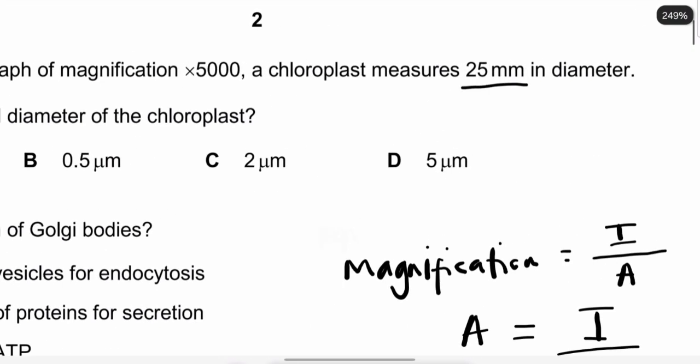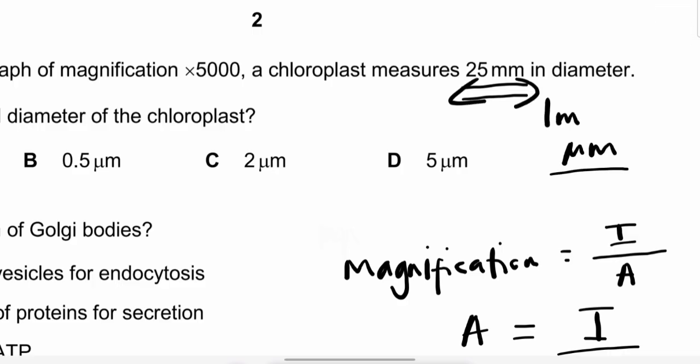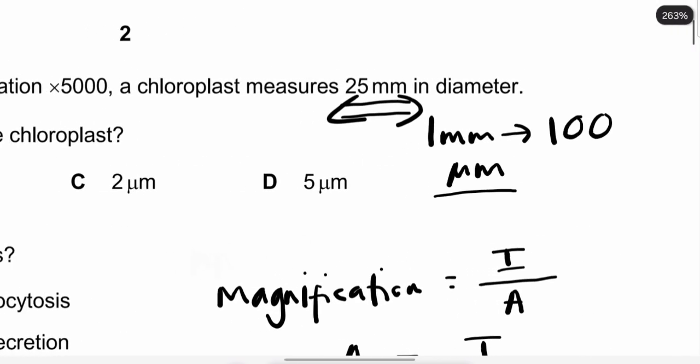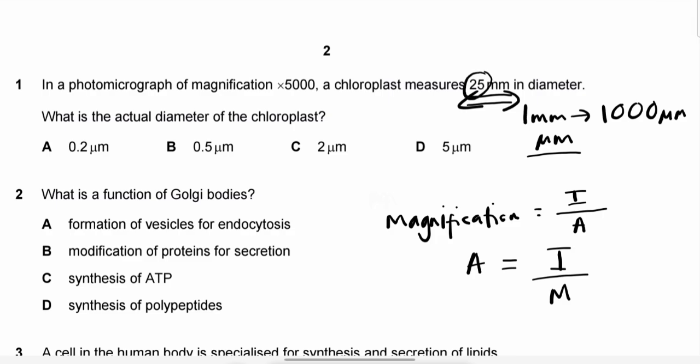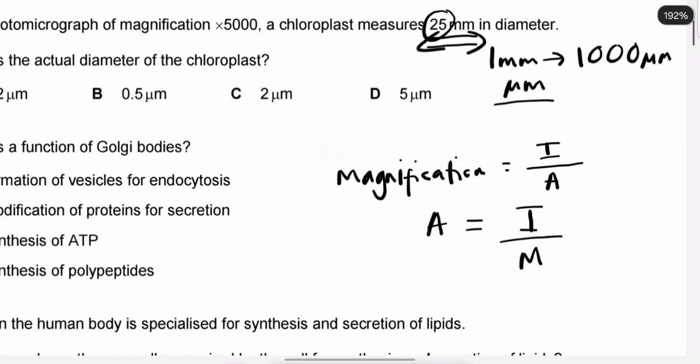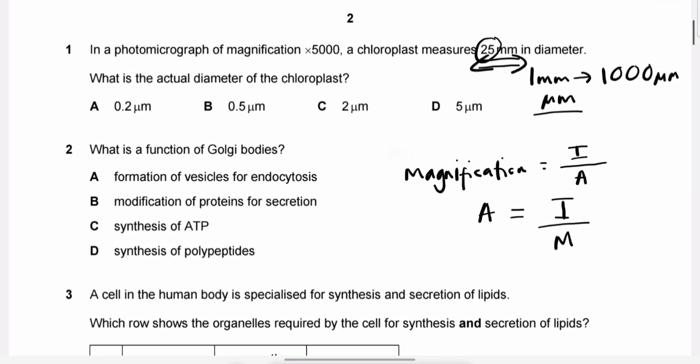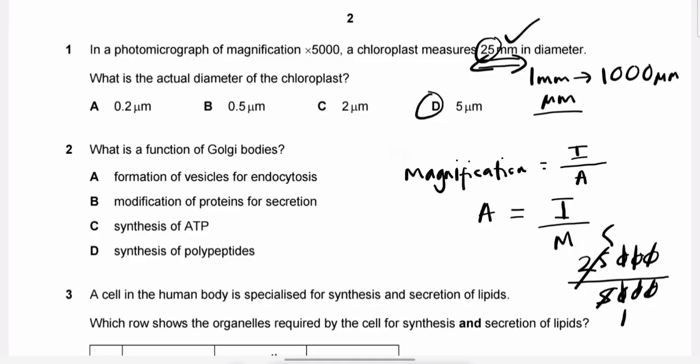But we know we can't use millimeters, we have to convert them to micrometers. For every 1 millimeter that we have, it's 1,000 micrometers. So this will be 25 times 1,000 micrometers, which is 25,000. So what we're going to have here is the image, which is 25,000 micrometers, over the magnification, which is 5,000. And if we do the math, we'll see 5 micrometers. One of the reasons that we had to convert this 25 millimeters to micrometers is our answers. We can see that all our answers are in micrometers, so we definitely had to convert that to micrometers.